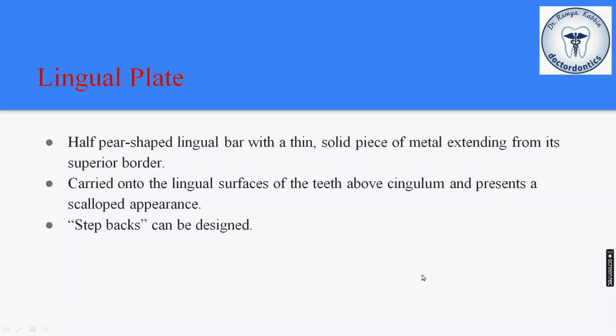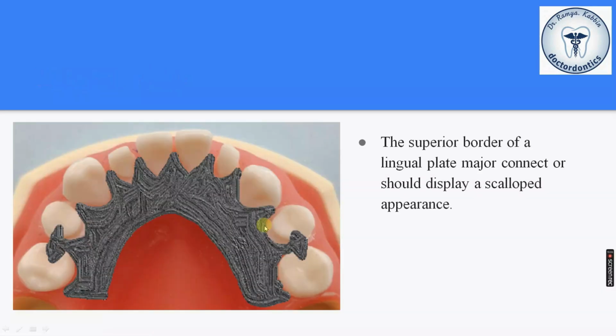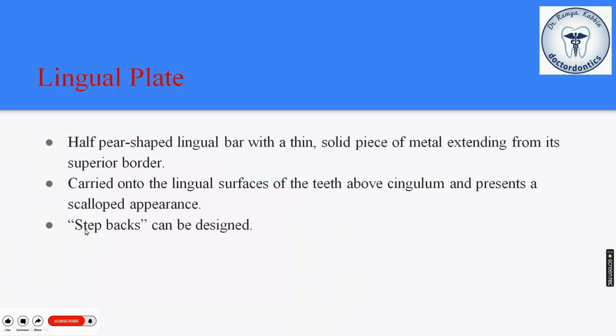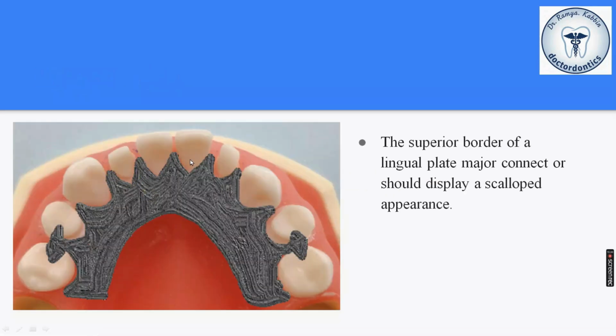Now coming to the lingual plate. Lingual plate is also half pear shaped, but it has the metal extension like this till the cingulum of the remaining anterior teeth. It is carried onto the lingual surface of teeth above the cingulum and presents a scalloped appearance so that it will get flushed with the tooth surface. There will not be any separation. It will get flushed with tooth surface, so it will provide self-cleansing properties.